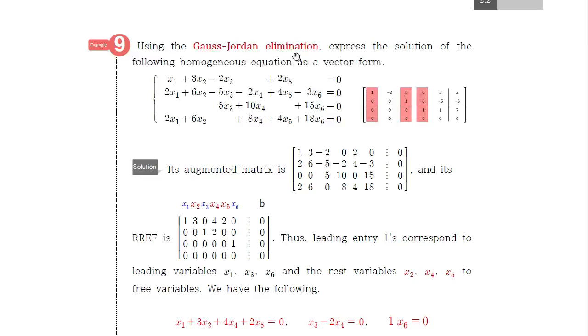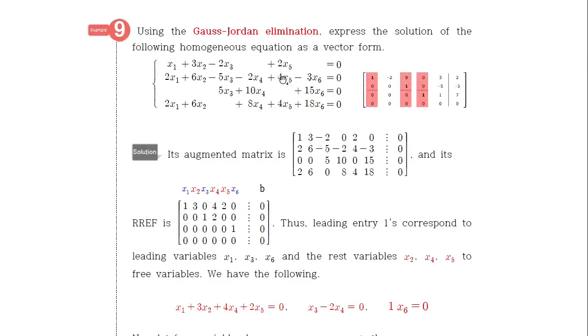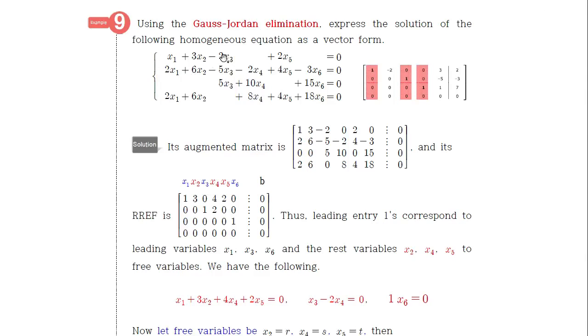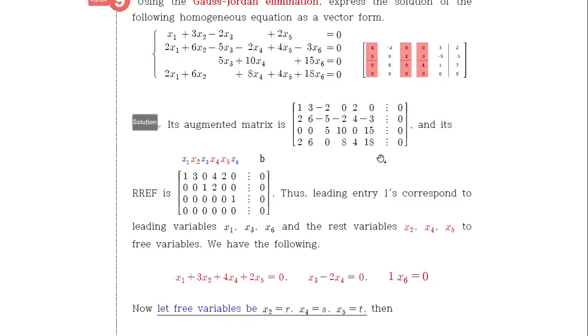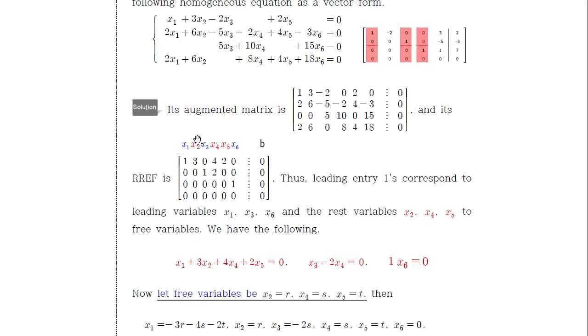Using the Gauss-Jordan elimination, express the solution of the following homogeneous equation in vector form. Here, this is a homogeneous system of equations. So we can find the augmented matrix like this, and its RREF can be found in this way.